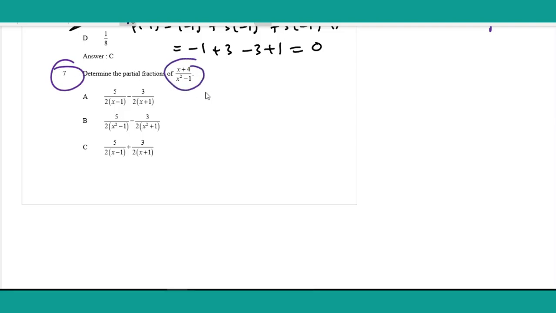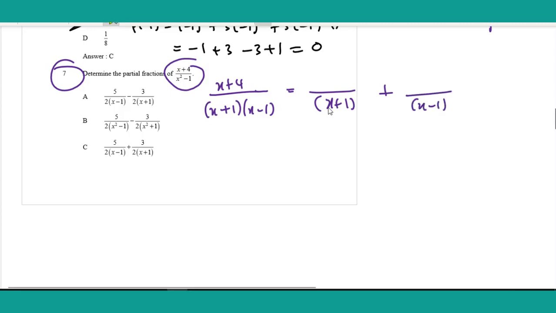Determine the partial fractions. So x plus 4 over x squared minus 1, factorize. Factorize: x plus 1, x minus 1. These are linear factors, so we have x plus 1 and x minus 1 below. Since the denominators are linear, up here are constants.